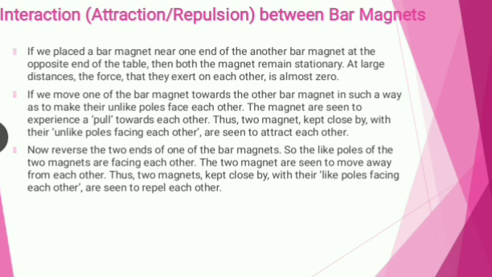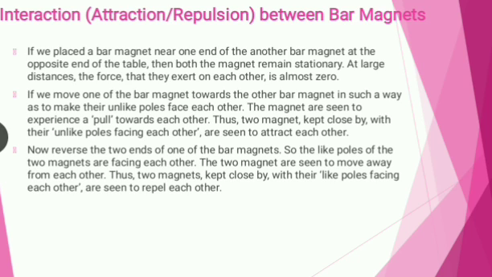If we move one of the bar magnets towards the other bar magnet in such a way as to make their unlike poles face each other, the magnets are seen to experience a pull towards each other. Thus, two magnets kept close by with their unlike poles facing each other are seen to attract each other.